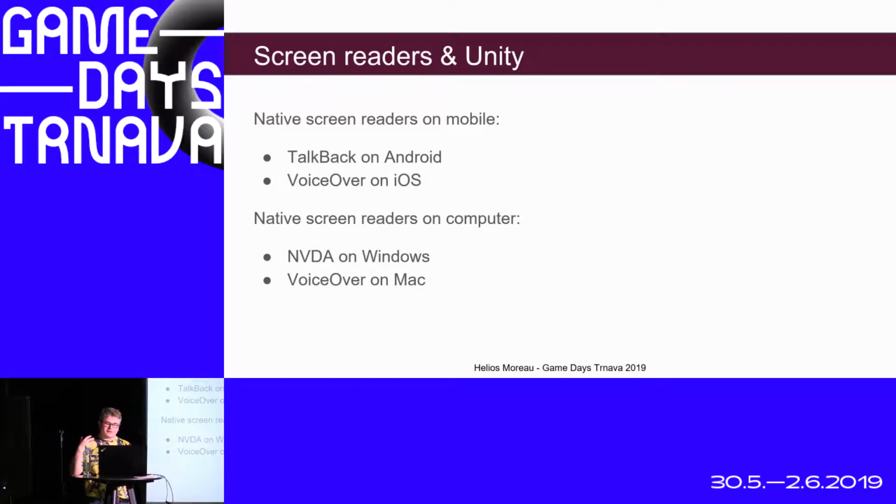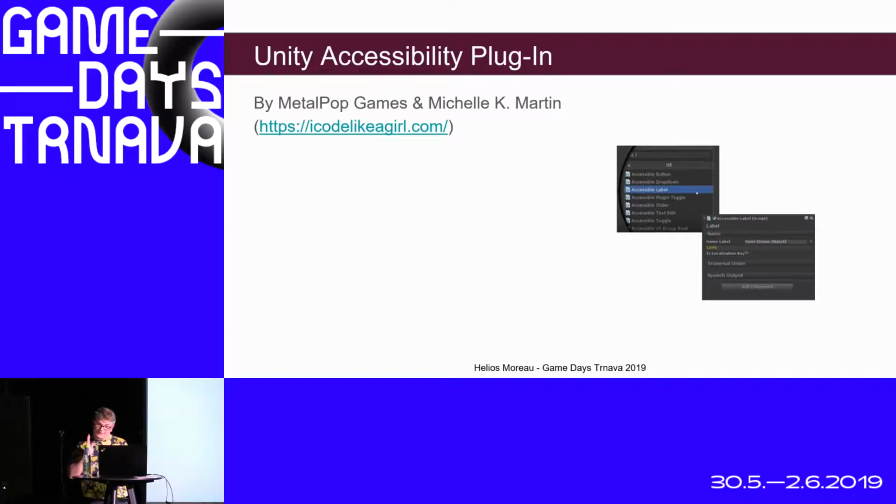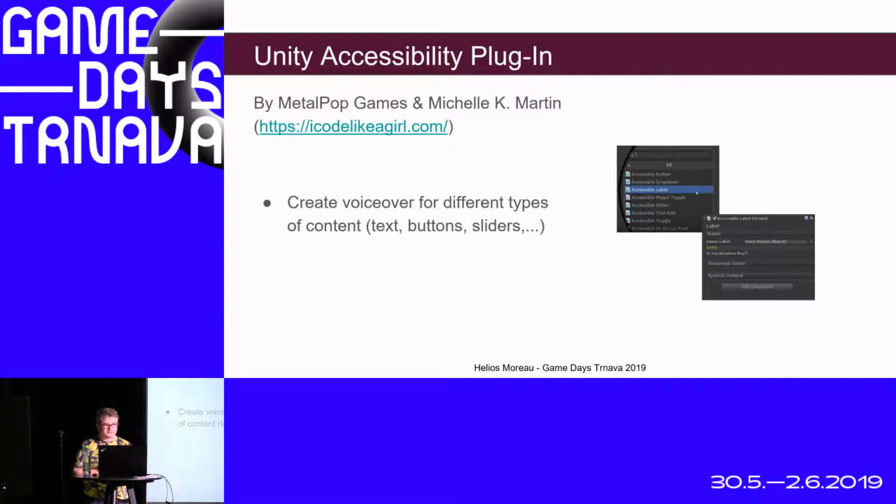So we tried researching what we could do about it, and it turns out that there were a lot of other people in the same situation who wanted to design and develop screen reader support for their applications or games, but couldn't because Unity doesn't support it. Luckily, someone grew tired of this at some point and decided to create their own plugin for Unity. It's called the Unity Accessibility plugin.